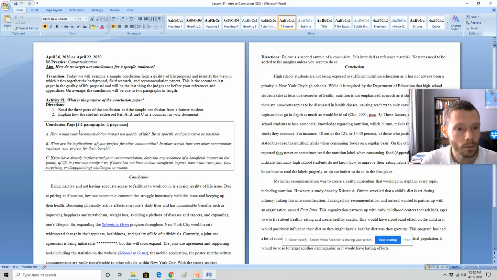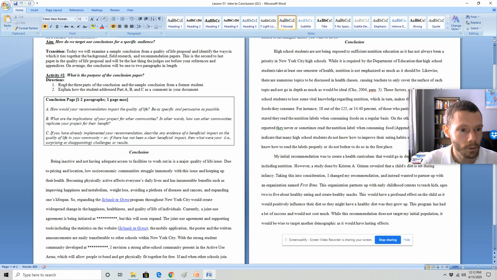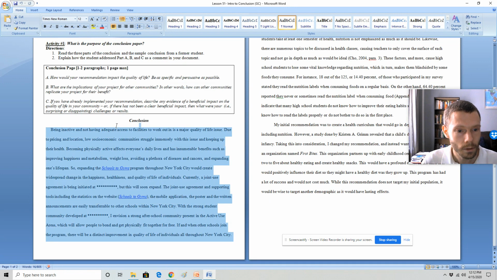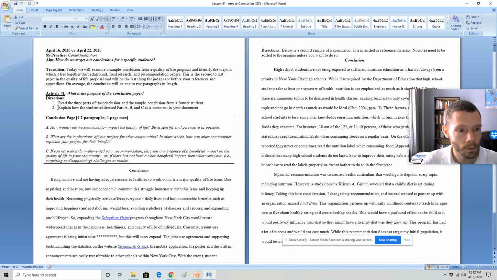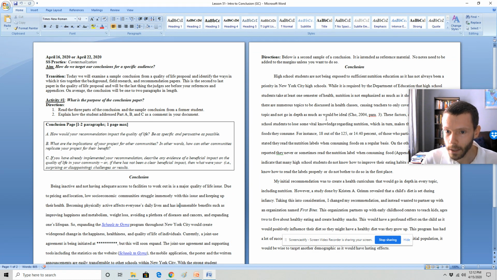So this is the Google document that you will see. And essentially what you're going to do is you're going to read the three parts, the conclusion and the sample conclusion. And I'm going to ask you to explain how the student addressed parts A, B, and C as comments in your document. The second sample at the conclusion is intended as reference material. You will not need to add any notes to the margins unless you wish to do so.